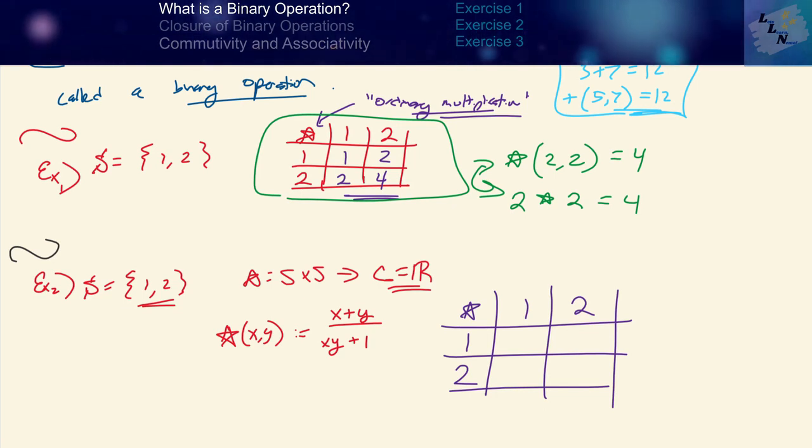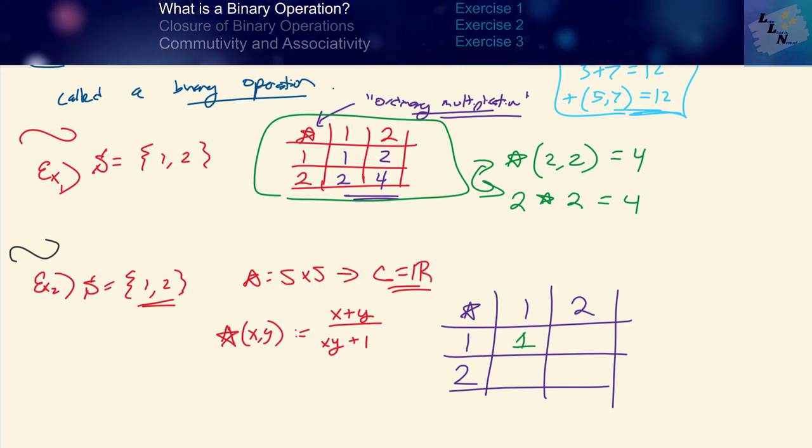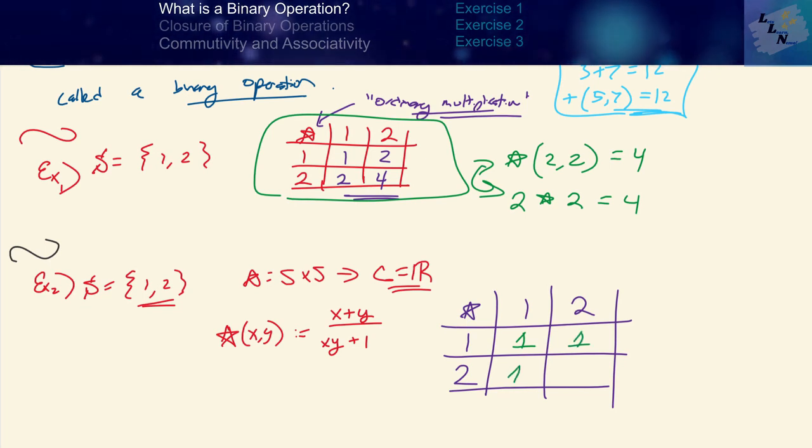1 times 1 is 1, plus 1 is 2. So we have 2 divided by 2, that's going to be 1. And then we can do the same for 1 and 2. So 1 plus 2 is going to be 3 on the top, same with 2 plus 1. 2 times 1 and 1 times 2 are both equal to 2, and 2 plus 1 is equal to 3. So we have 3 divided by 3, so that's going to be 1 over 1.